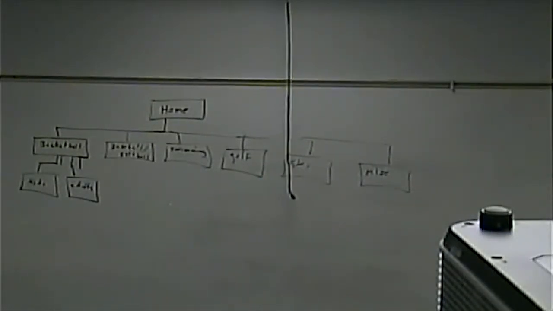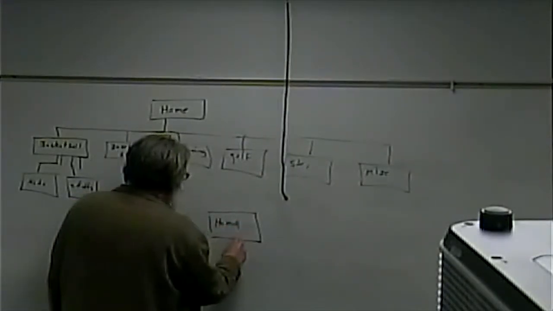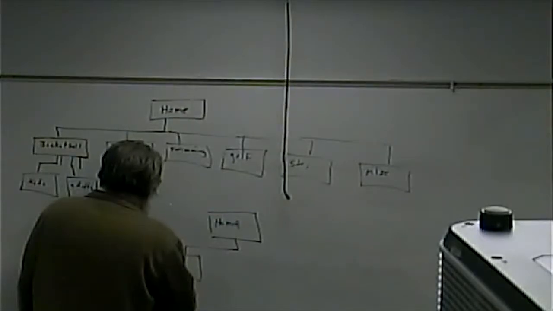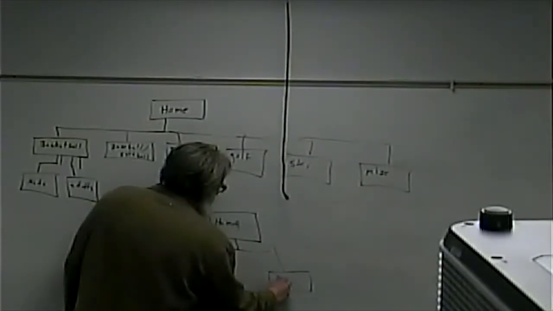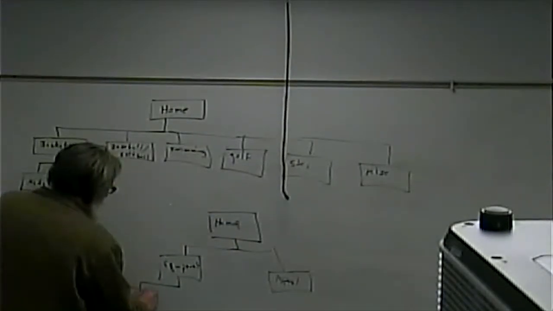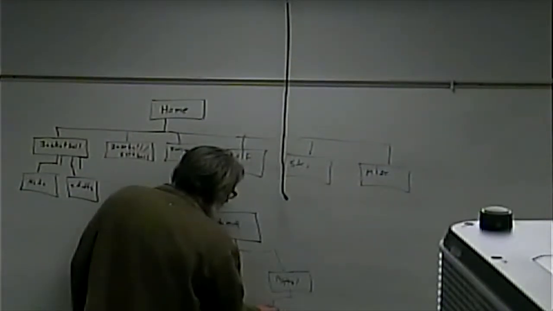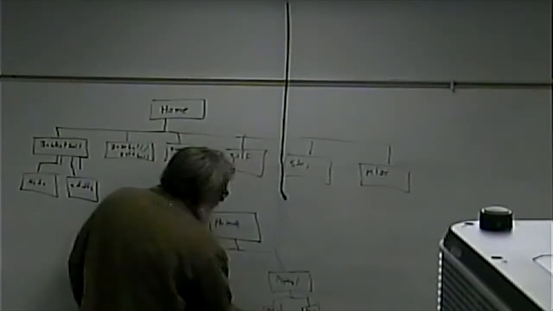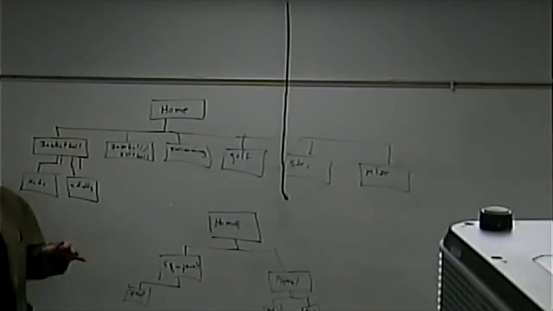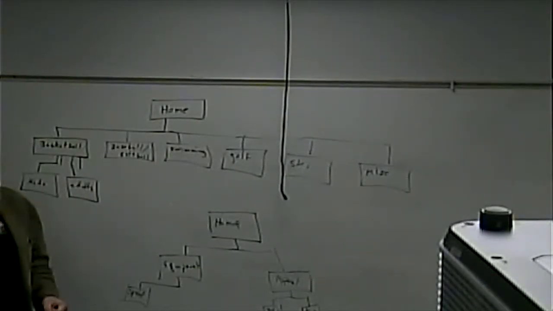Yes? Equipment and apparel. Equipment versus apparel. So we could have home, have equipment, and then apparel. Maybe under equipment, we have it divided by sport. Maybe under apparel, we have it divided by sport. Or maybe we have it adult, kid. And then maybe under adult, we have shoes, tops, pants, socks, and so on. And under kids, we have the same thing. What's another way that's logical? Doesn't have to be perfect, just logical.